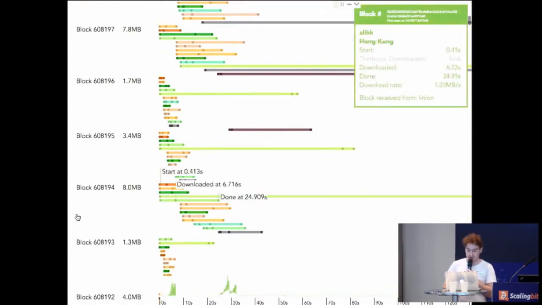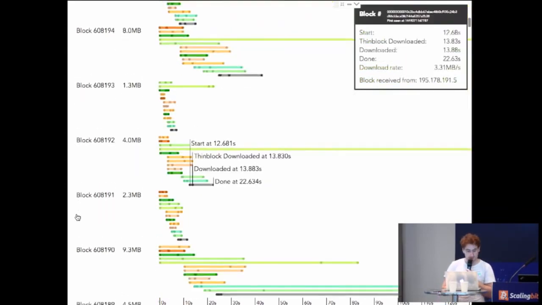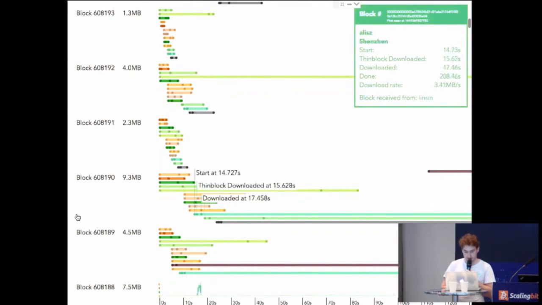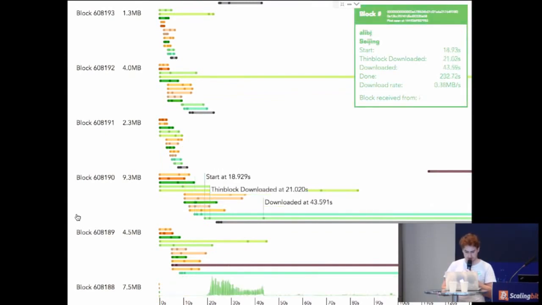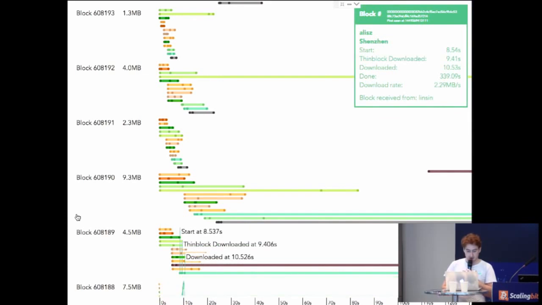If we look at the Chinese nodes, we see all sorts of crazy stuff going on. In this case, it took 160 seconds to download the block because bandwidth during the entire time was very poor. This is Shanghai again, which I showed the problems with doing wget. There was one that I liked. Here's a thin block. Most of the traffic is actually afterwards. This is the bug in thin blocks right now, I think, that we need to track down.